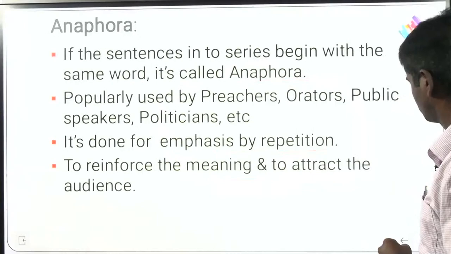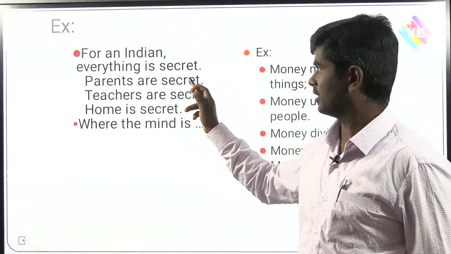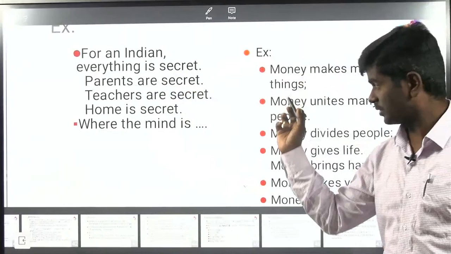Next, we can see another example. For an Indian, everything is sacred. Parents are sacred, teachers are sacred, home is sacred. So every time we are using sacred, sacred, sacred. Next, money makes many things, money takes life. So this poem begins with the word money, money, money, money. Like that.